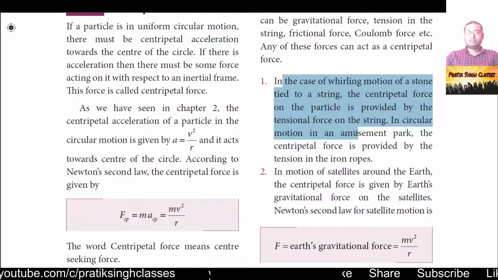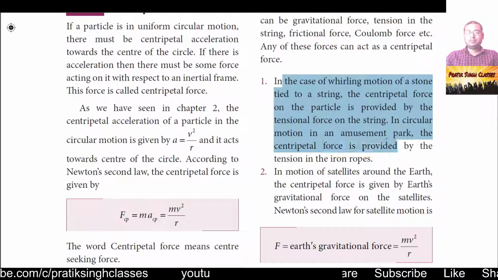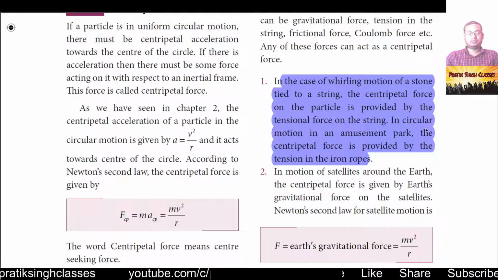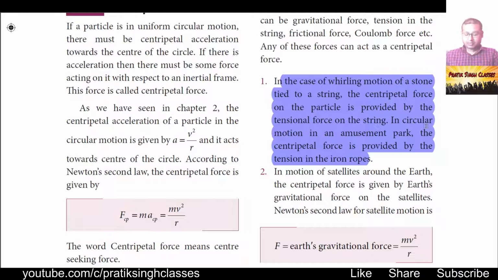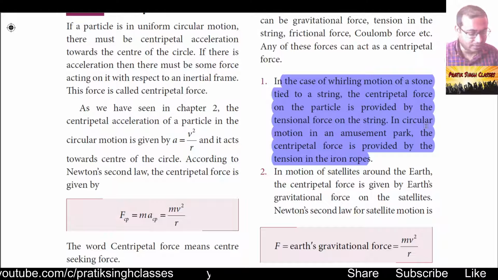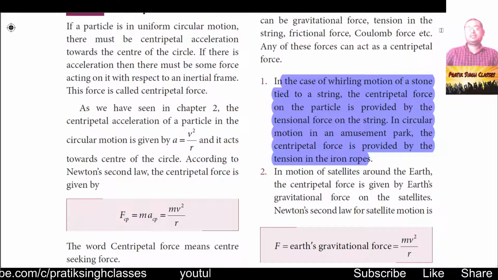In circular motion in an amusement park, the centripetal force is provided by the tension in the iron rods. You might have gone to an amusement park or water park, and when you enjoy the swing there, the centripetal force towards the center is provided by the tension in the ropes.